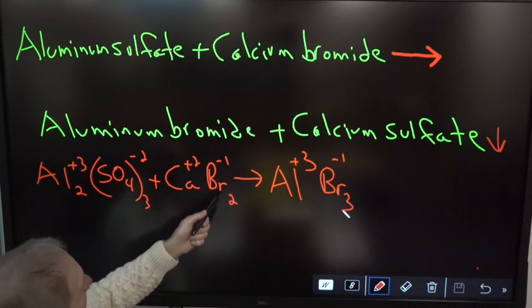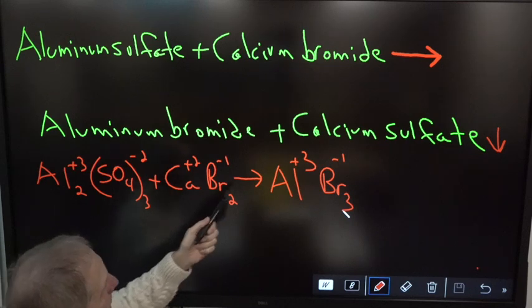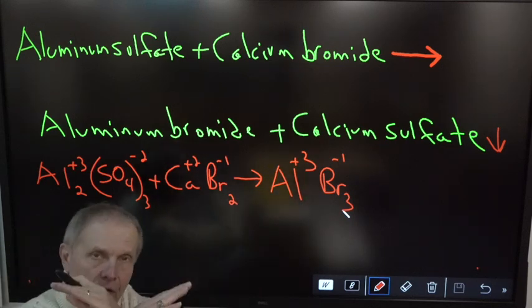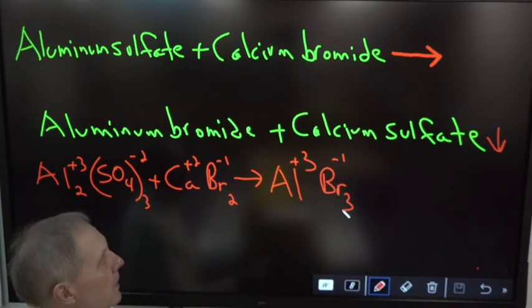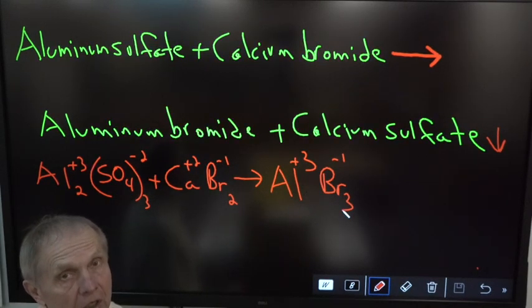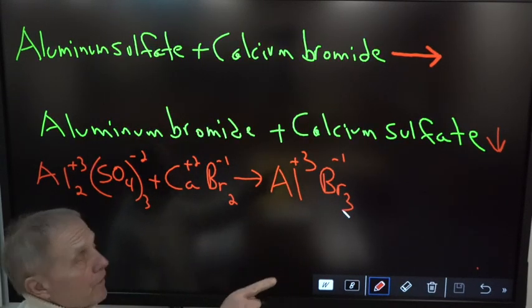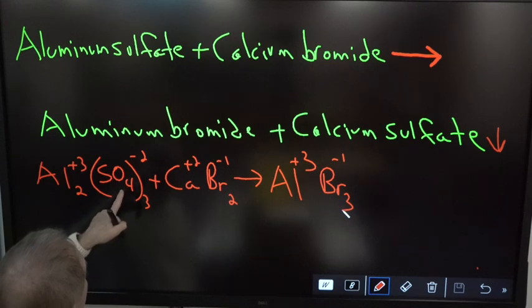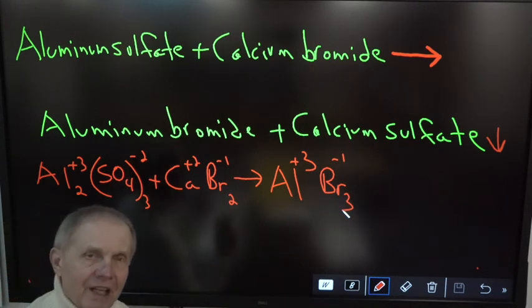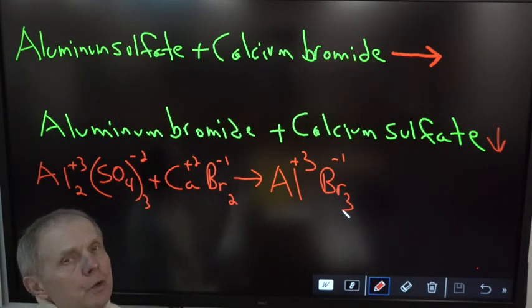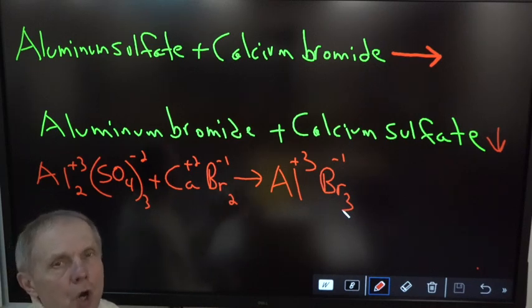And here we have Br3. You can't bring that over to the other side because that's a crisscross product. All right, you have to make whole new compounds over here. The only time you bring a number over is if it's in a polyatomic ion. If it's part of the polyatomic ion, you bring it over. If it's not, don't bring it over.